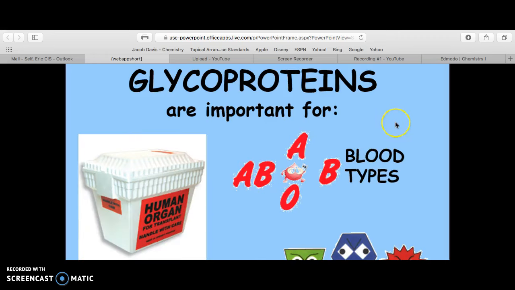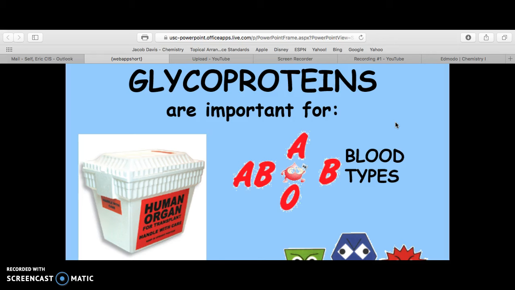Glycoproteins are important for several things. Glycoprotein marks blood types. So if we go to the blood drive and you're going to donate blood, you could have type A, type B, type O, or type AB, and you're really only supposed to get your type of blood. Your body would reject other types, except for O, which is a universal donor. We'll talk more about that later. But organs will reject blood types that aren't marked with the proper glycoprotein. And so again, this goes back to a function of carbohydrates and sugars.